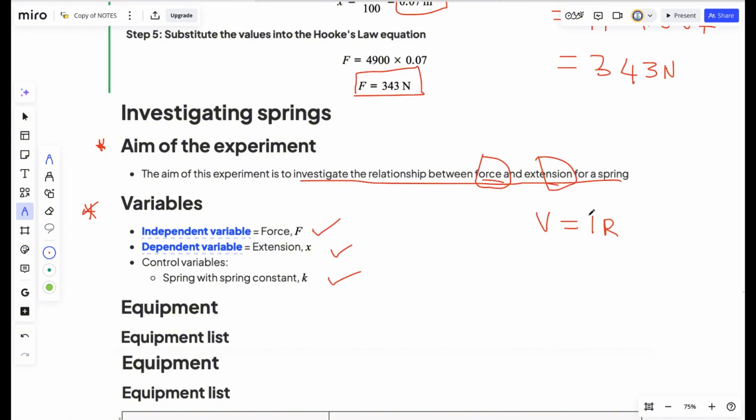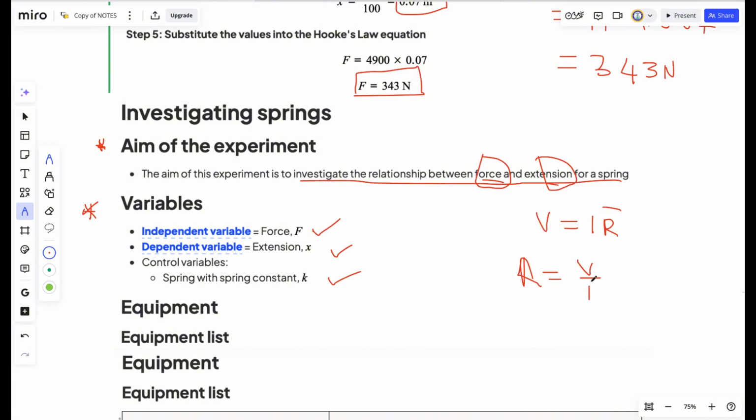Okay, the independent variable is the current, right? Every time you increase the current, the voltage increases. So the independent variable is the current, the dependent variable is the voltage, and the control variable is the resistance, because the resistance is the gradient in this experiment. The resistance is like the gradient because it equals V over I. The resistance is the gradient of the graph in electricity.